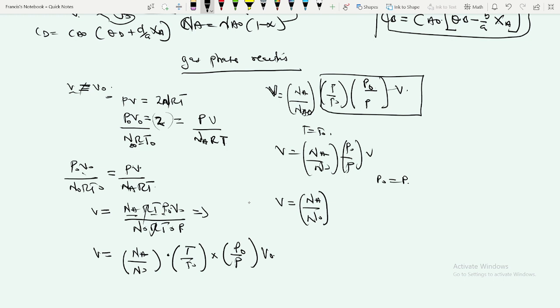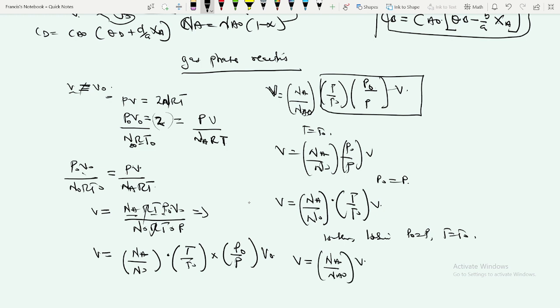nA over n naught multiplying. Did I use? So let's see, let me finish this and then correct that. Multiplying T over T naught, right, times V. Anytime you're also dealing with both isothermal and then isobaric, where P naught is equal to P, T is equal to T naught, then I'm going to get V is equal to just nA over n naught times V. So this is what I want to correct.